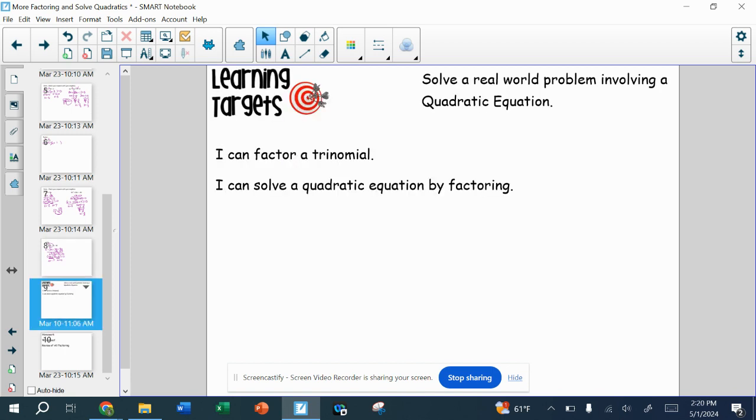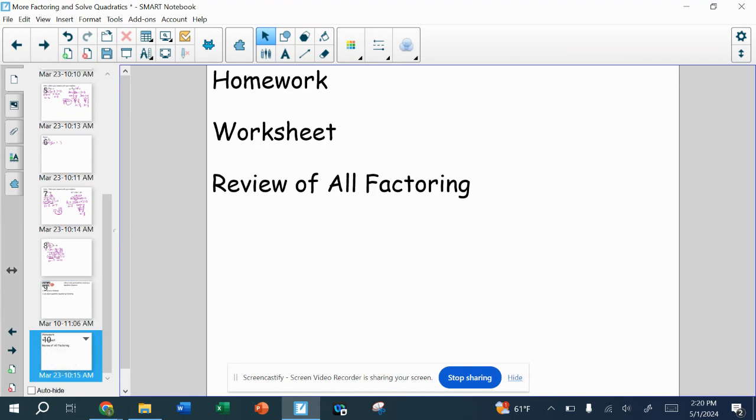Right now, you should feel pretty comfortable knowing that you should be able to factor a trinomial and solve quadratic equations by factoring. Today's homework is a worksheet called Review of All Factoring.